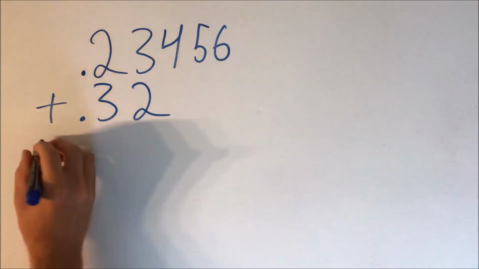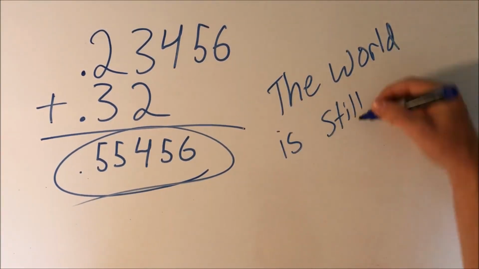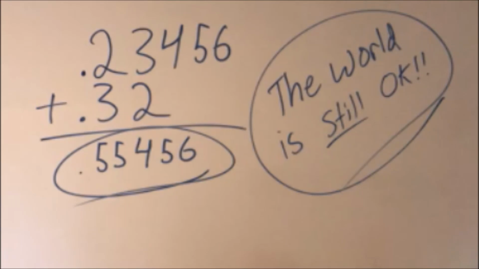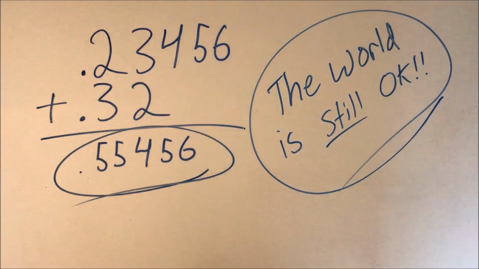Let's quickly carry out a calculation without regard to sig figs. Let's say we want to add 0.23456 and 0.32. We can either plug this into our calculator or do it by hand. Either way, we're going to get 0.55456.